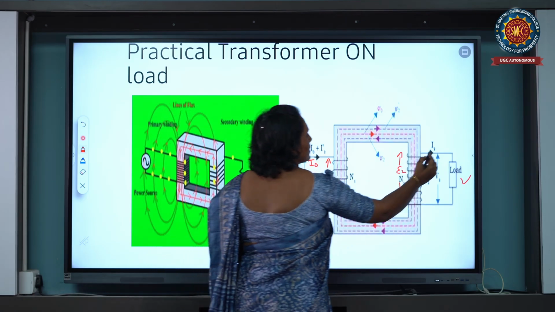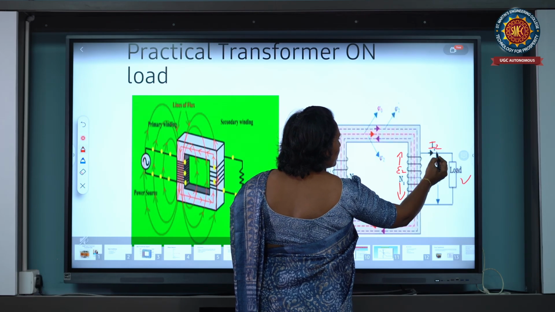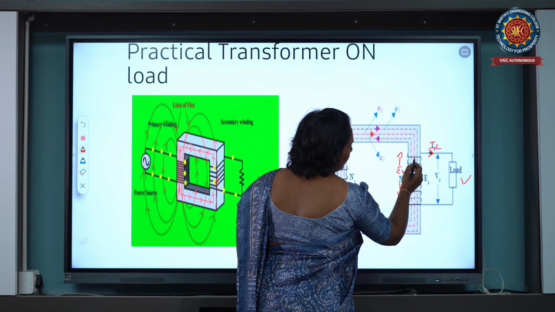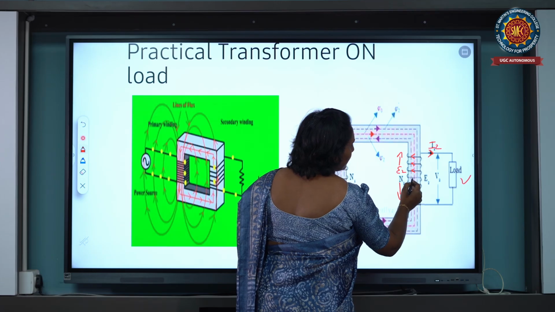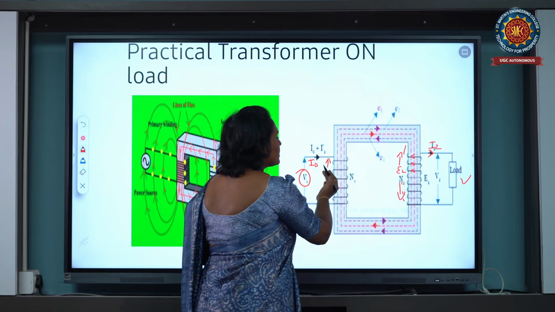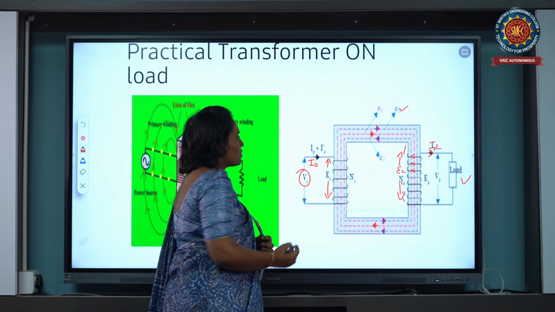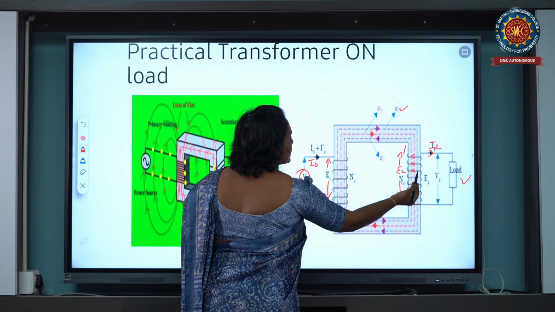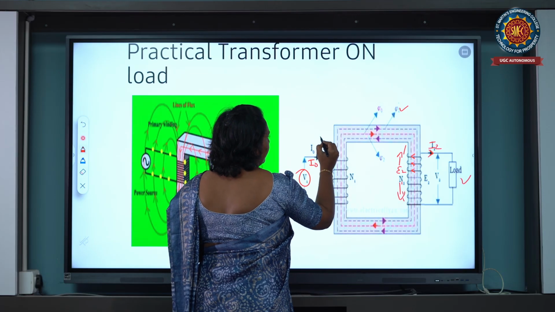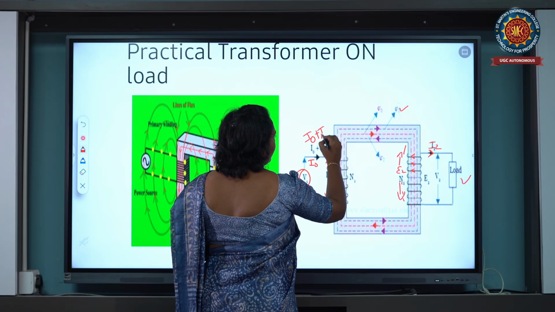Next, on the secondary side we connect the load, so the I2 current passes through the secondary side. Whenever the I2 current passes through the secondary winding, flux is produced on the secondary side also. The same flux links with the primary winding. That flux is the phi 2 flux. So on the primary side there is the I naught current, and on the secondary side the I2 current.